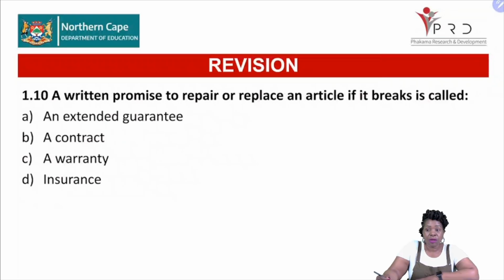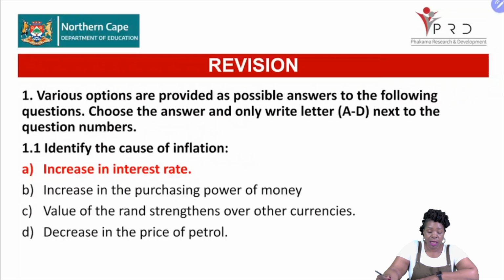Right, we're done. Let's go to the answers for our multiple choice questions. We go back to number 1. We answer together. 1.1 says, identify the cause of inflation. So the cause of inflation is the increase in interest rates. The increase in interest rates causes inflation. So our answer there is A. Right, let's mark together and go to 1.2.